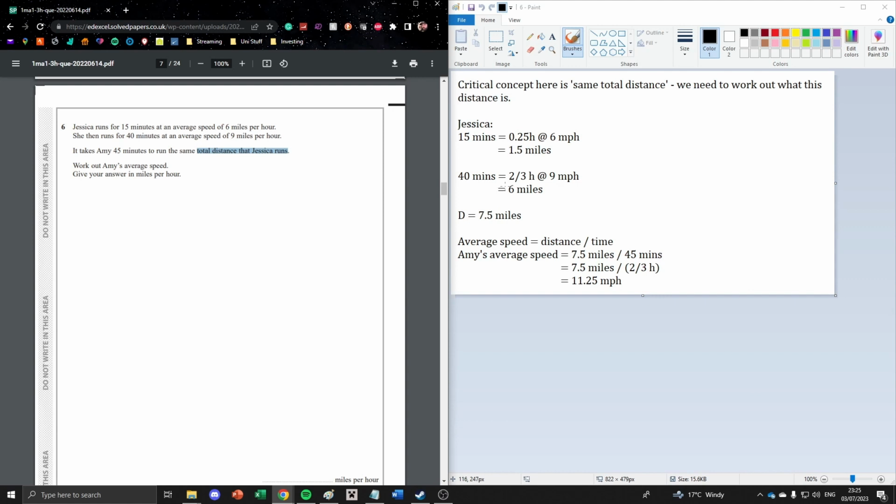Then for the next 40 minutes, it's equal to 2/3 of an hour, and that's at 9 miles an hour.